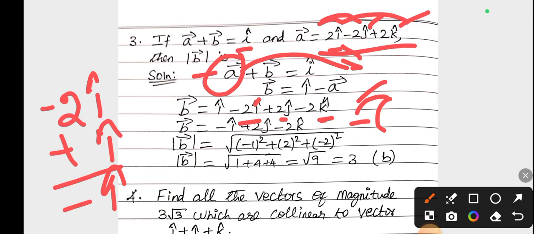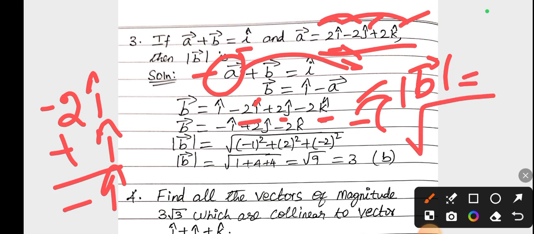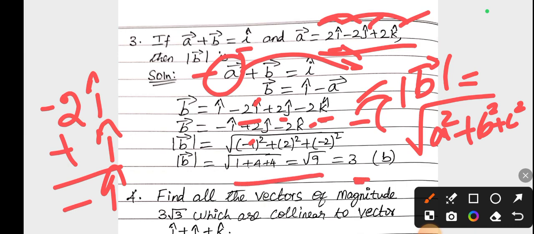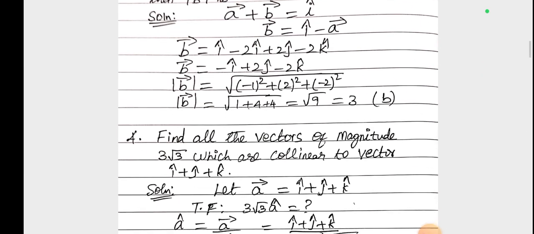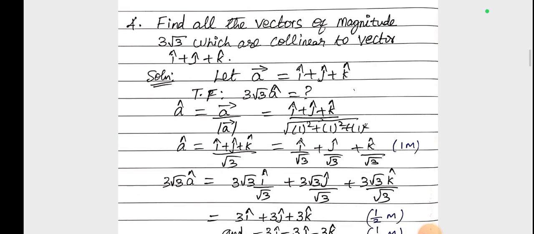And the magnitude of B vector, children, we all know magnitude is nothing but root over a square plus b square plus c square. So each coefficient square. What's our i cap coefficient? Minus 1 square. Superb. What's our j cap coefficient? 2, 2 square. What about k cap coefficient? Minus 2 square. So you got root 9 and you're getting 3. That's it. Third question is clear. So it is actually normal magnitude only, but we have to find it.